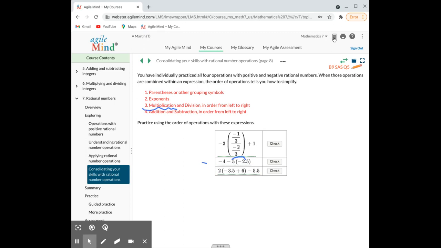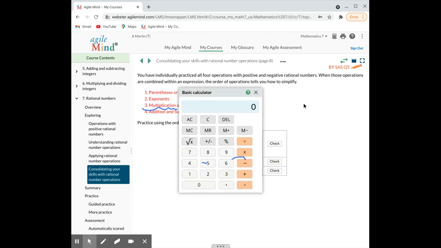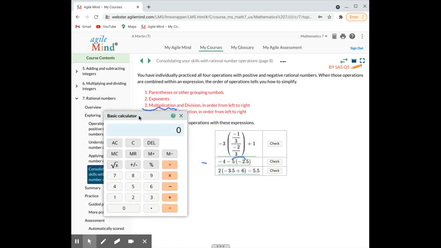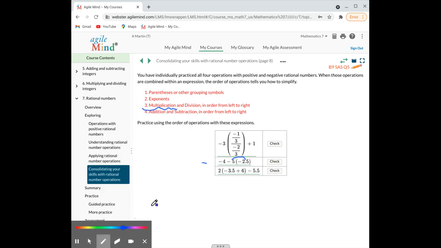We're going to multiply that -5 times -2.5. So the easiest thing to do is we got this calculator, so let's just use it. We know that a negative times a negative is a positive. So we're going to take -5 times -2.5. That didn't work. I'm going to just do 5 times 2.5 since we know it's already positive. What do we get? 12.5. All right, we got 12.5. So we're left with -4 plus 12.5.